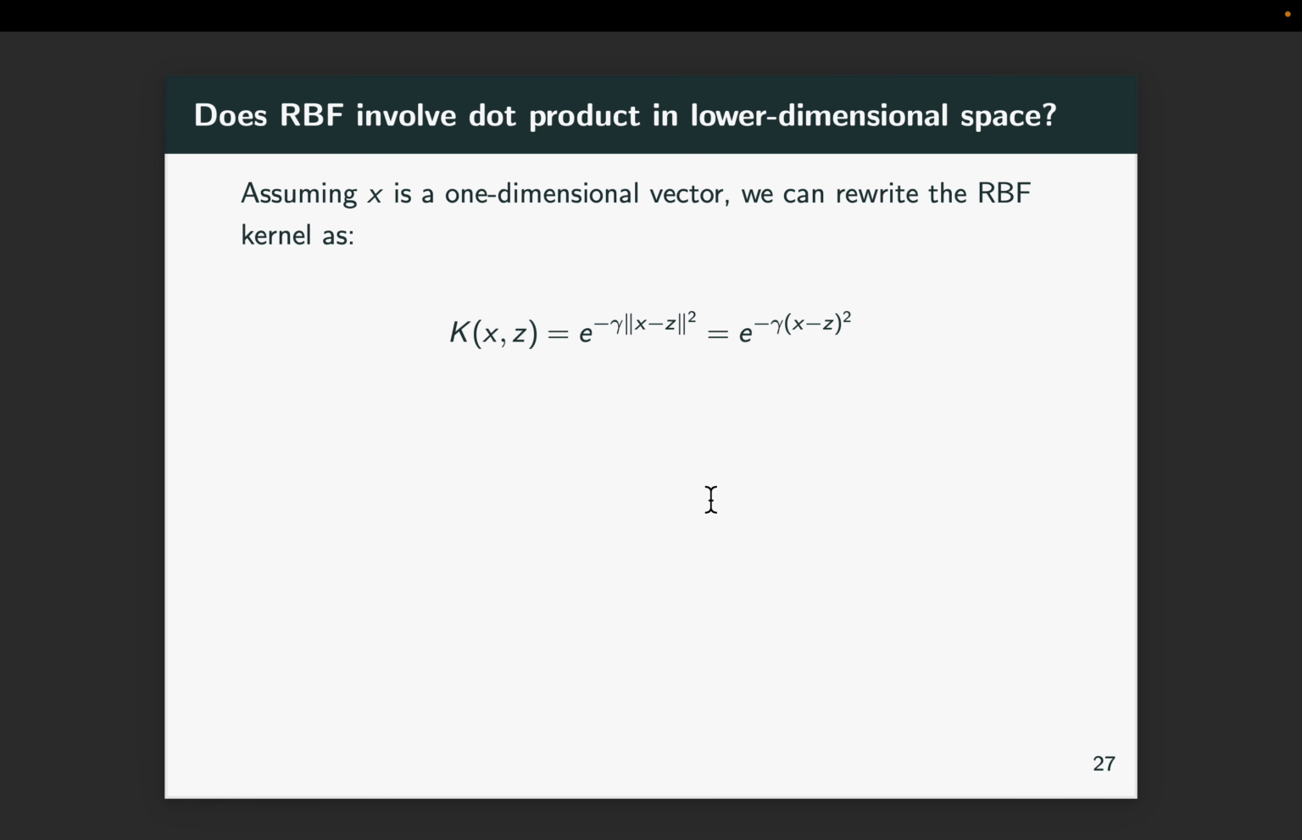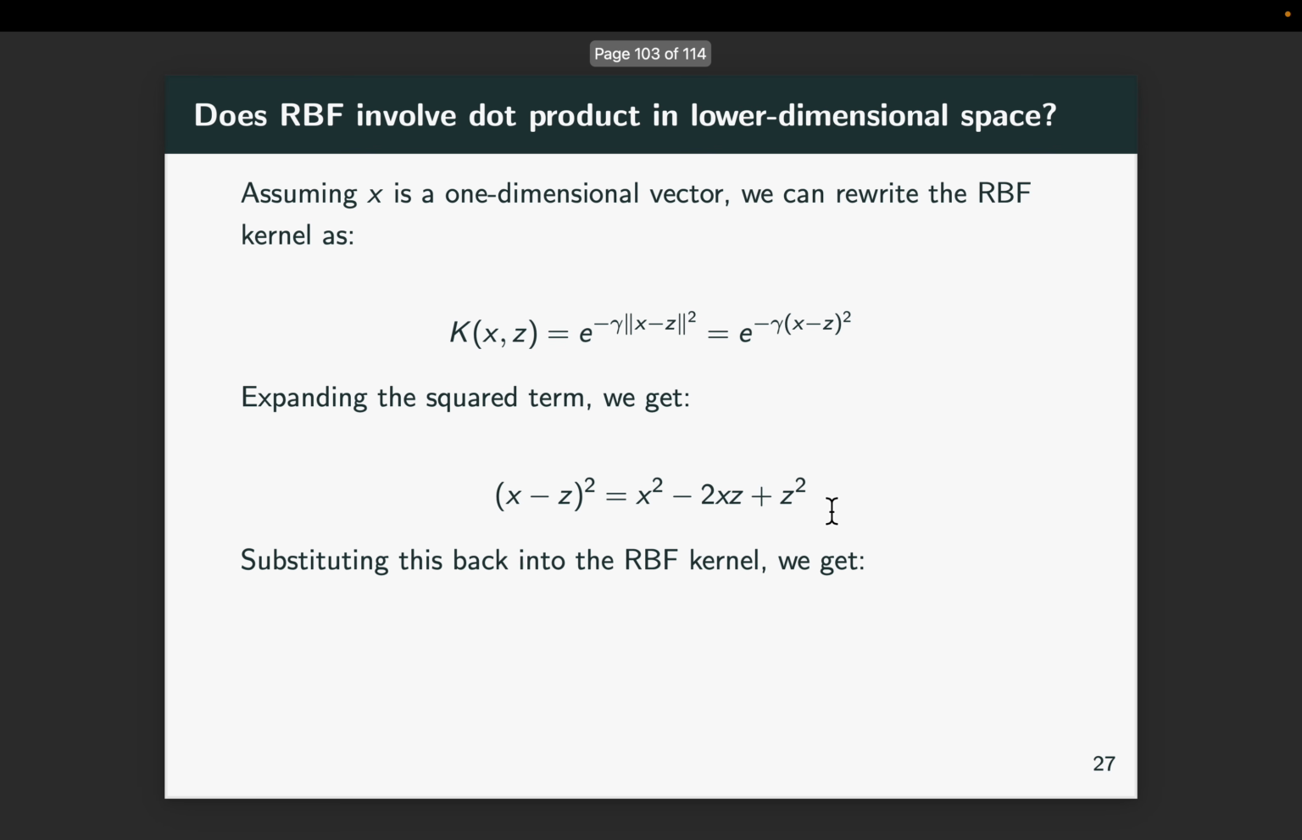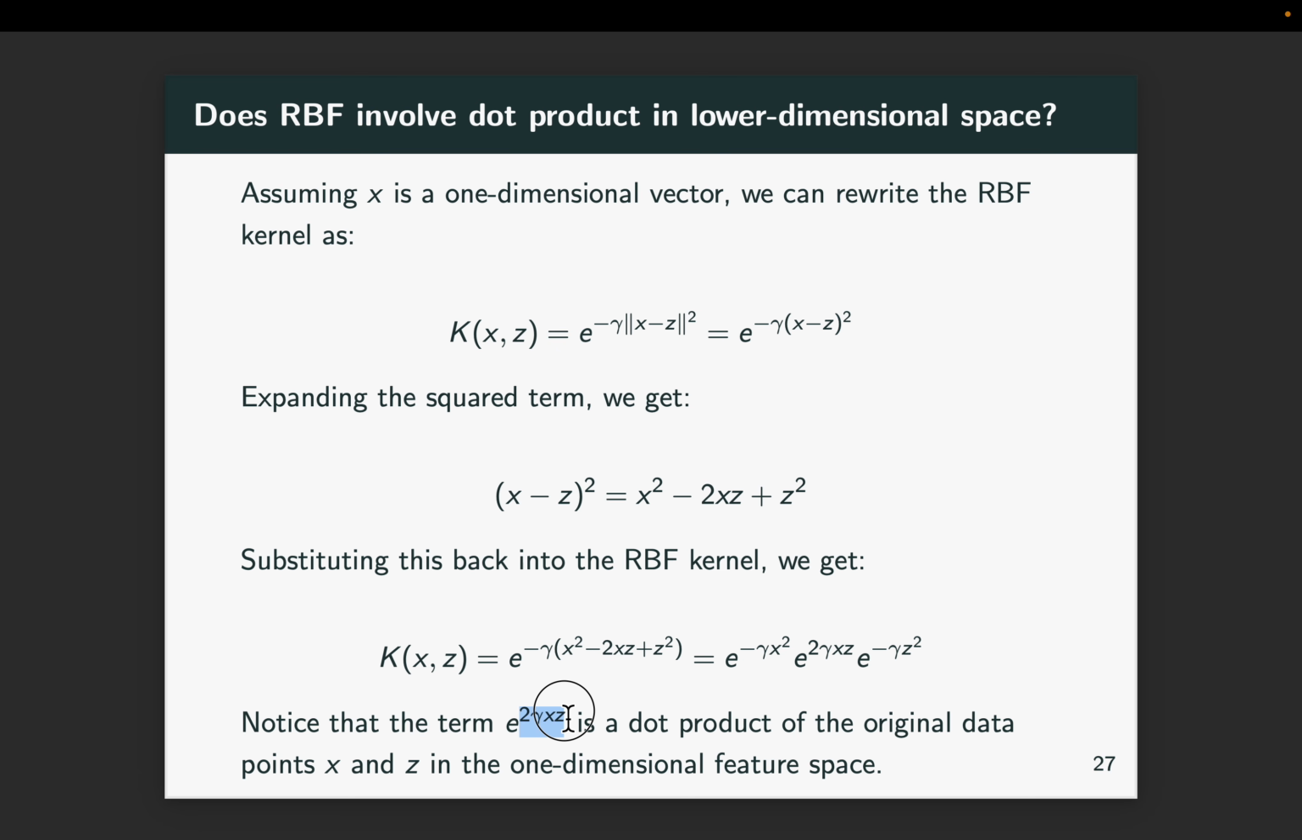Start with this. You also know the formula for e to the power x via Taylor series. But for simplicity, for now let's assume x is a one-dimensional vector. If I expand out the squared term, I get (x minus z) whole squared equal to x squared minus 2xz plus z squared. If we substitute it back, we get terms like e to the power minus gamma x squared, e to the power 2 gamma xz, e to the power minus gamma z squared. And then we have something which is a dot product of the original data points. X dot z is occurring.